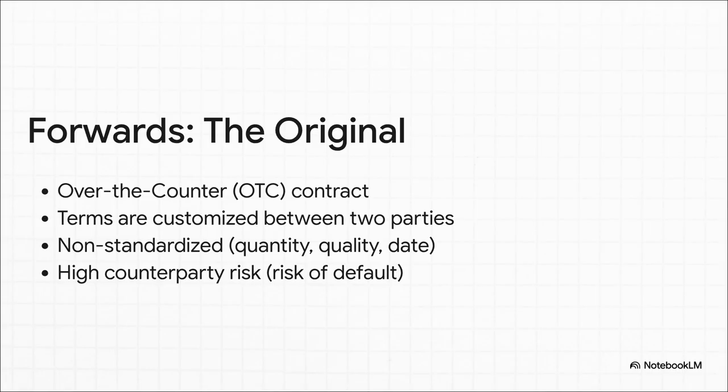A farmer and a miller agreeing on a price for wheat in 6 months, that's a perfect example. Everything is customized, the quantity, the quality, the exact date. But that flexibility is also its biggest problem. Because it's a private deal, there's a huge risk that one side might just back out or go bankrupt. We call this counterparty risk.